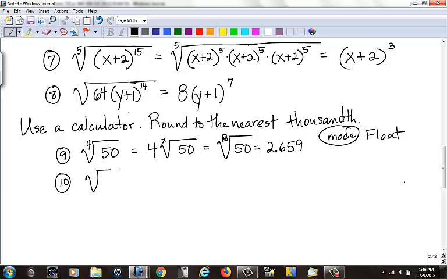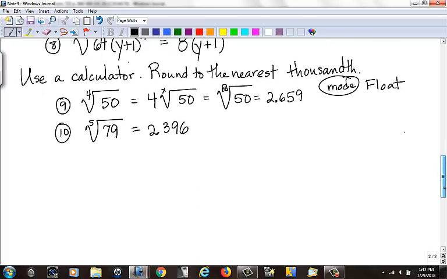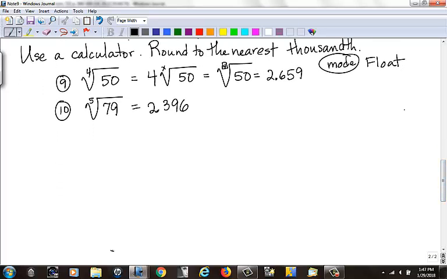Okay, try the 5th root of 79. Had you done this before today? No. Okay, 5th root of 79. So 5, and then the math key, and then number 5, and then 79. And I get 2.396 if you round it. Okay, now, everything up to that point did not include an absolute value symbol.